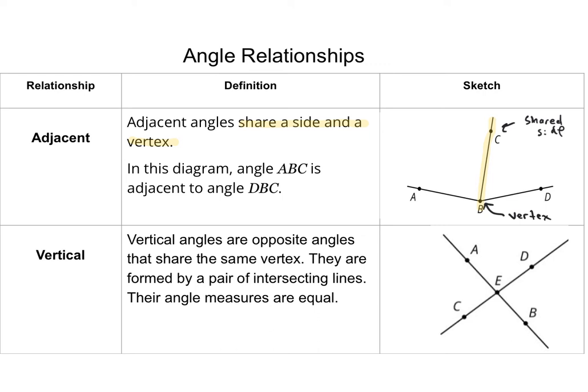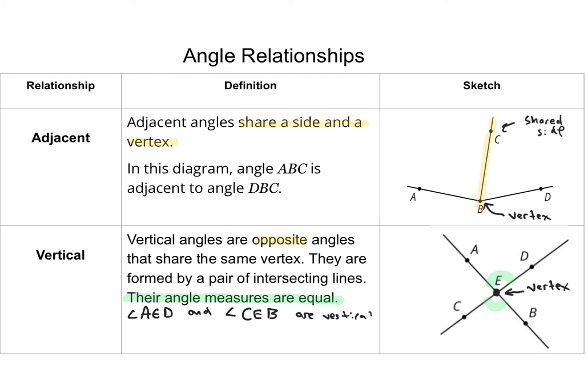Next, we're looking at vertical angles. Vertical angles are opposite to one another, and they share the same vertex. So here, our vertex is this point E. So they are formed by a pair of intersecting lines, and their angle measures are always equal. I would definitely highlight that their angle measures are always equal. And so in this case, our vertical angles are right here and here. So we could say that angles AED and CEB are vertical.